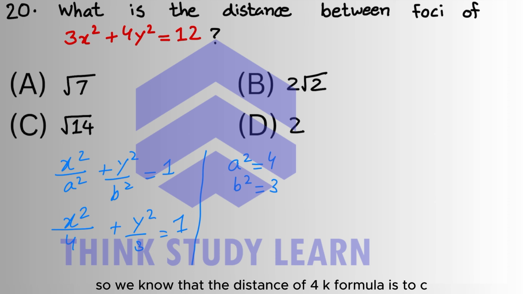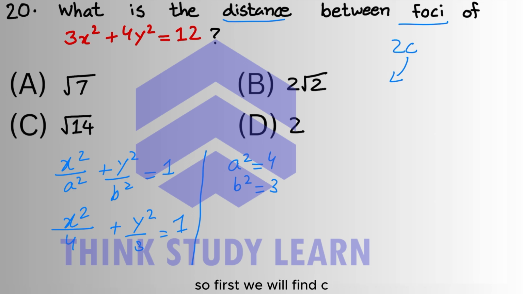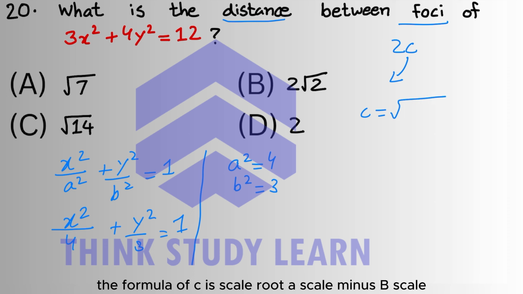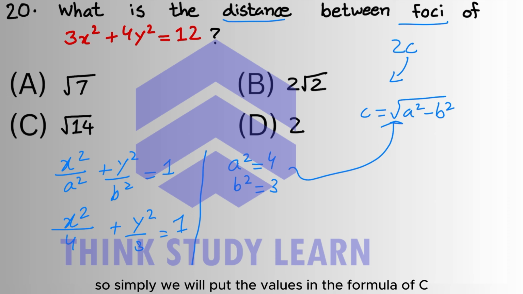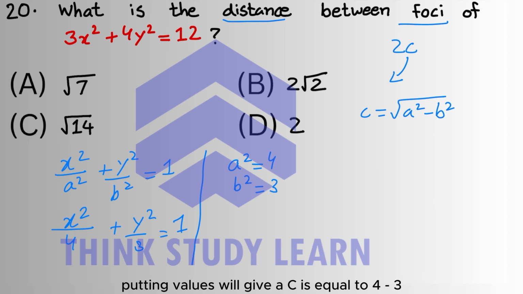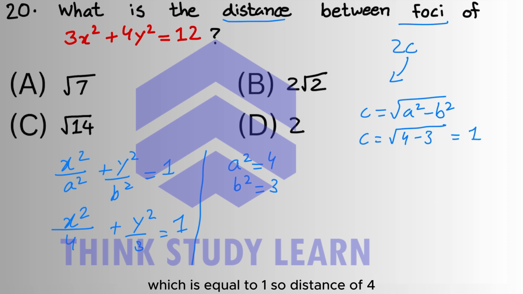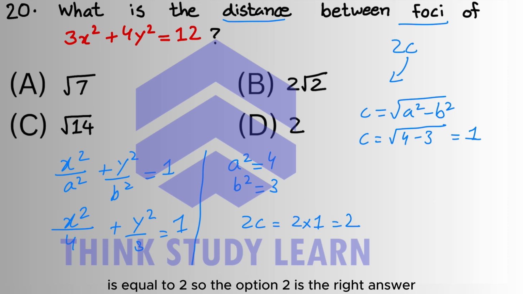So we know that the distance of foci formula is 2c. So first we will find c. The formula of c is square root of a square minus b square. So simply we will put the values in the formula of c. Putting values will give us c is equal to the square root of 4 minus 3, which is equal to 1. So the distance of foci will be 2c, which is 2 multiplied by 1 is equal to 2. So D option 2 is the right answer.